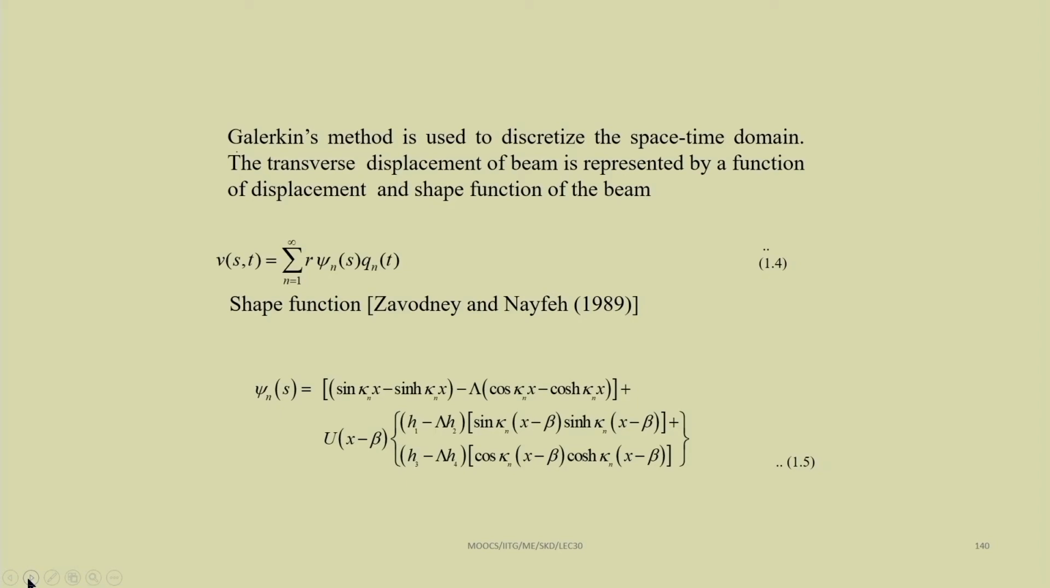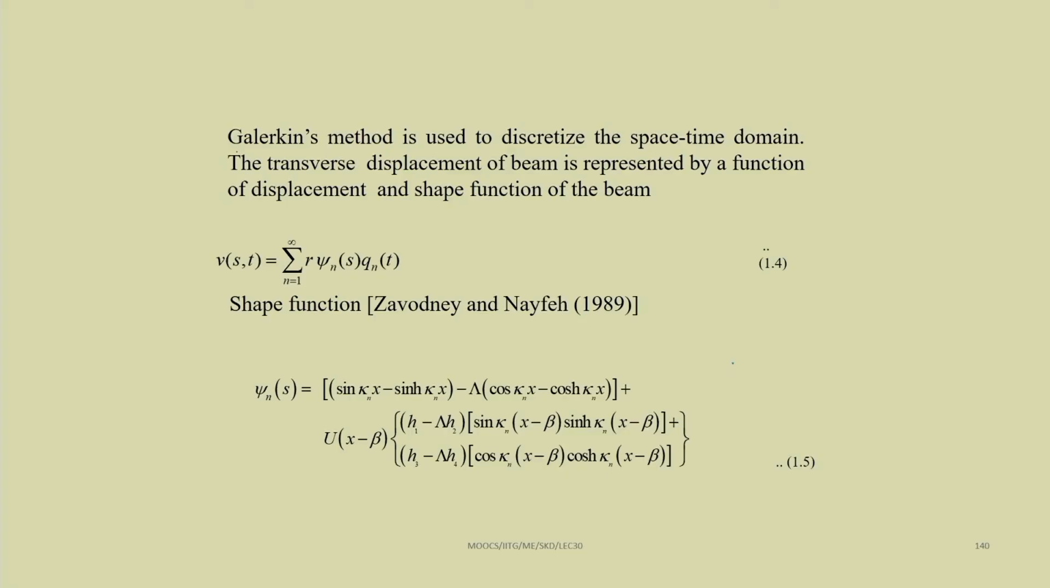If you compare this equation with the previous equation you derived, here, due to the presence of the piezoelectric patch, we have the electromechanical component present in this case. So, now by taking this V(s,t), that is this displacement, it is a function of both s and t, that is space and time. We can write it equal to the sum from n equal to 1 to infinity of r psi n(s) q n(t), where r is the scaling factor, psi n(s) is the shape function, and q n is the time modulation.